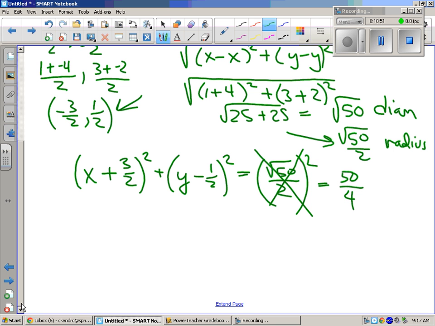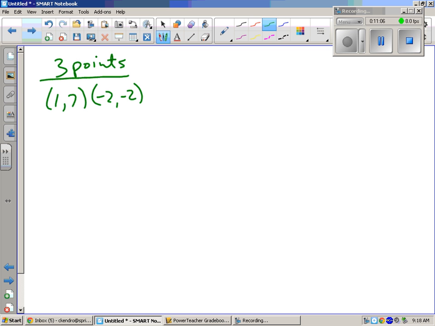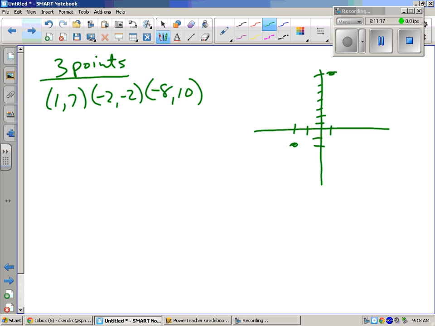Okay, one more to go. This one is going to take a little bit of time here. Let's say we are given 3 points and we are supposed to find the equation of the circle. So 1, 7, negative 2, and negative 8, 10 are our 3 points. Let's plot those. 1, 2, 3, 4, 5, 6, 7, negative 2, and negative 8 and 10. So 3, 4, 5, 6, 7, 8, 9, 10. So negative 8, 10 would be about there.